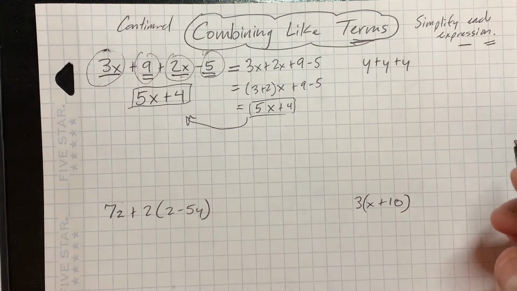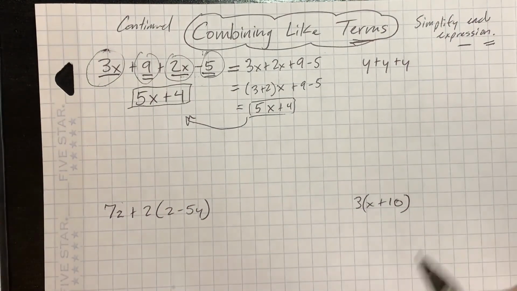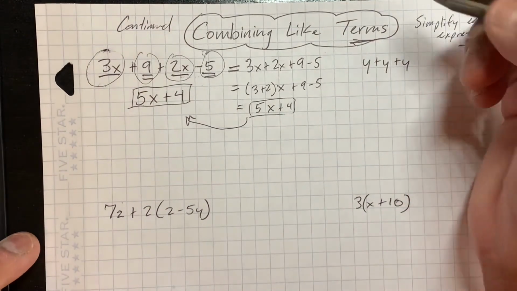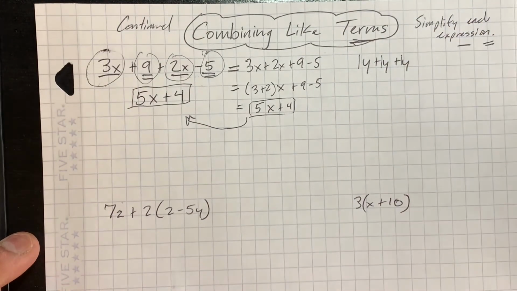And then we have y plus y plus y. Now, I've already mentioned that anytime you have a variable by itself, there's always a 1 by it. So they're not necessarily by themselves. They have a coefficient of 1 by them.